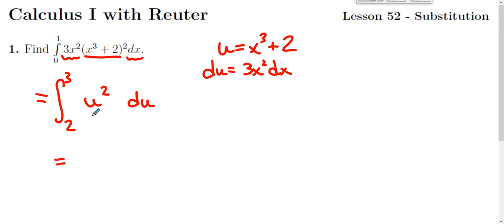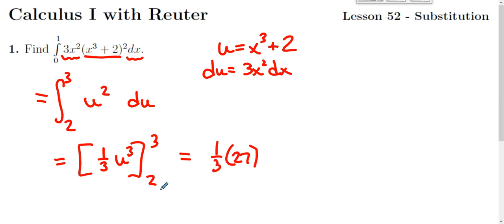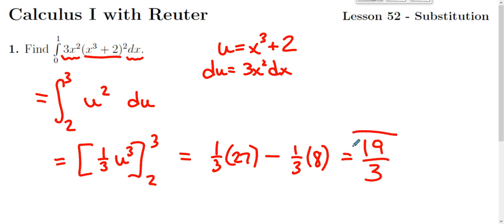Well, why do we do that? Because this is easy to find an antiderivative of. The antiderivative is just 1/3 u cubed. This is fundamental theorem of calculus part 2. We find an antiderivative, sub, and subtract. Sub, and subtract. And that happens to be 19/3. This integral has the same value that one does, so we do this one because it's easier.